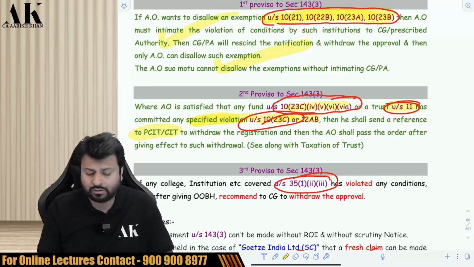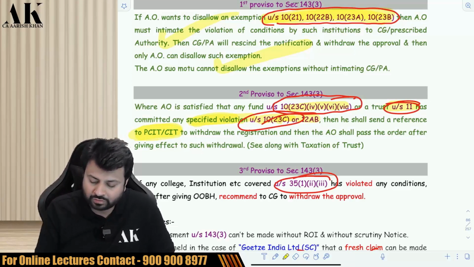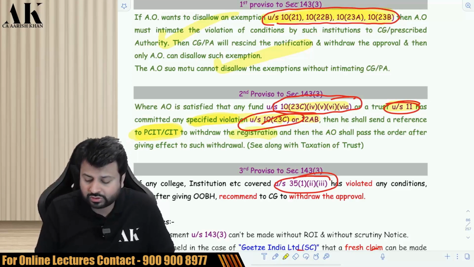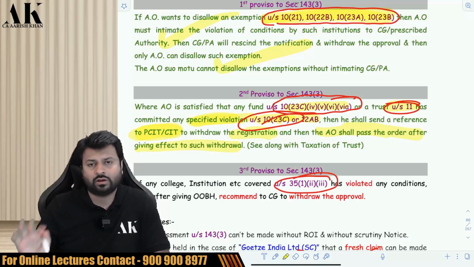In the other case, you have to go to central government, but here you have to go to the income tax department only, PCIT or CIT, and you have to make a reference to them to withdraw the registration, and then the AO shall pass an order to give effect to such withdrawal, and then AO will disallow the exemption.